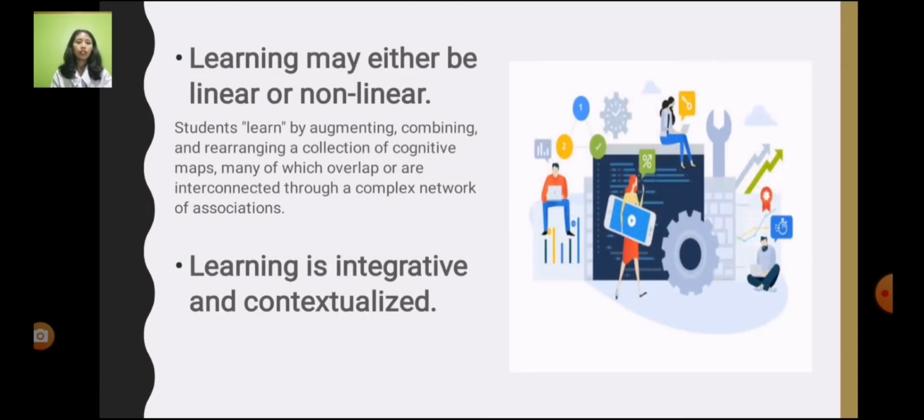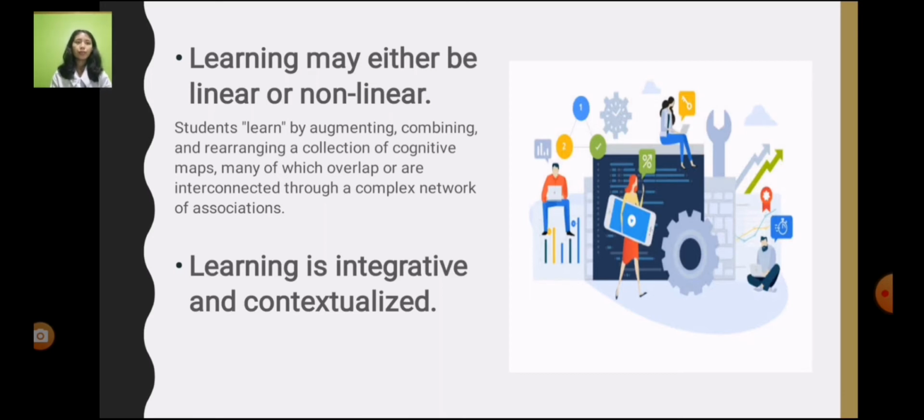Next is learning may either be linear or non-linear. Students learn by augmenting, combining, and rearranging a collection of active cognitive maps, many of which overlap or are interconnected through a complex network of associations. Thus, not all learning can or should occur linearly because it is integrative and contextualized. This has something to do with problem solving. Next is learning is integrative and contextualized.